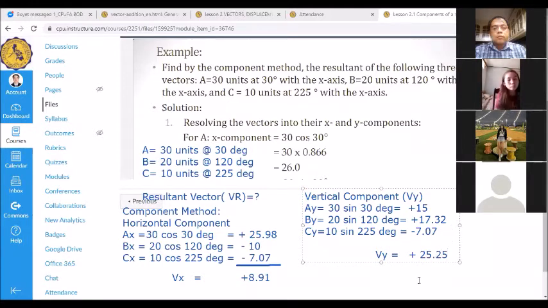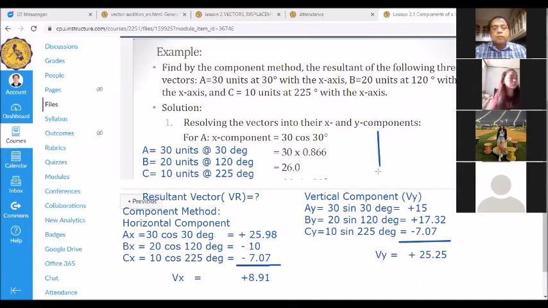So this is now our sum after we get our three components. If you are given three components, you will have three components for the horizontal and three components for the vertical. Add them up, and you'll have the total Vx and Vy values. Now, what do the Vx and Vy values represent?